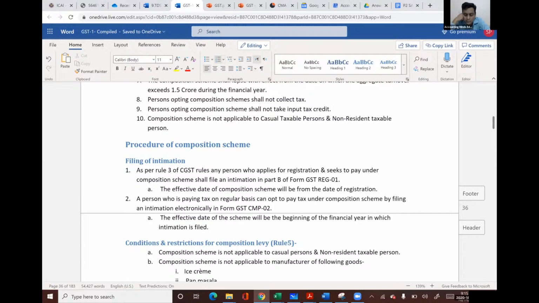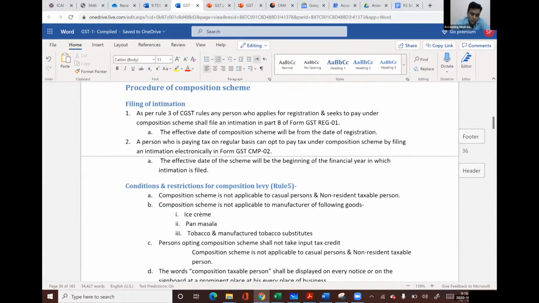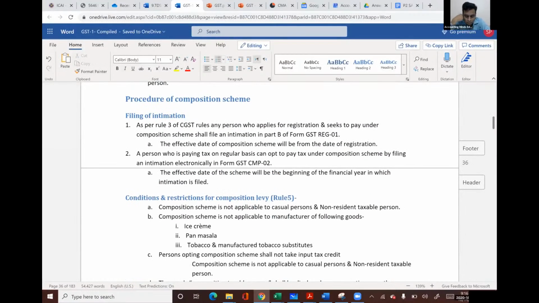Make sense, guys? Yes, sir. Casual taxable person and non-resident taxable person we will read later, right? They are small topics. We will discuss separately. So they cannot opt for composition scheme. They have separate rules for them. Understood? Yes, sir. Go ahead.